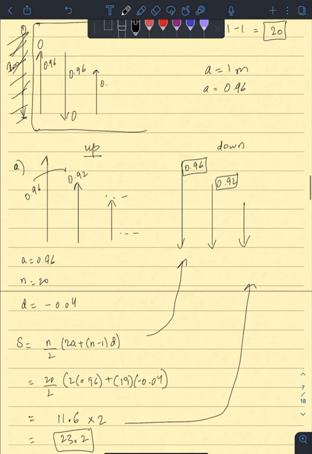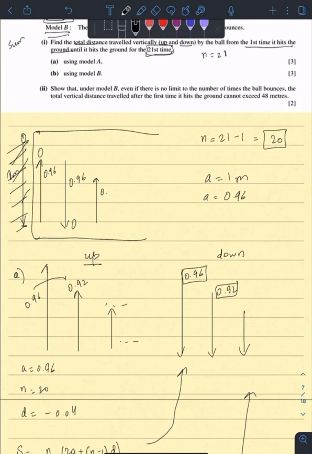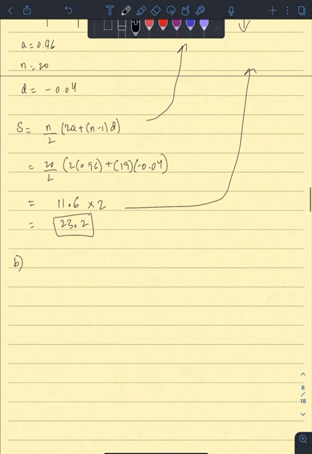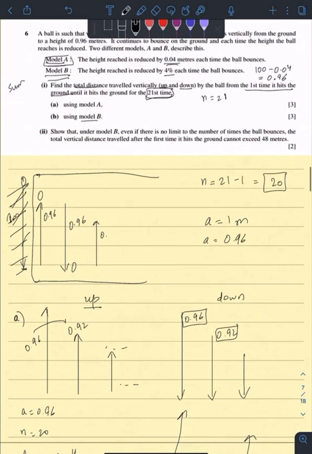Okay, so let's solve the same thing by model B. Height is reduced by 4%. So it's a reduction. What you have to do here is 100 minus 4. This is from O levels, so you should know this. So this will be 0.96. So our r value for this geometric progression is 0.96. And our n is 20, just like I explained here, the same thing.